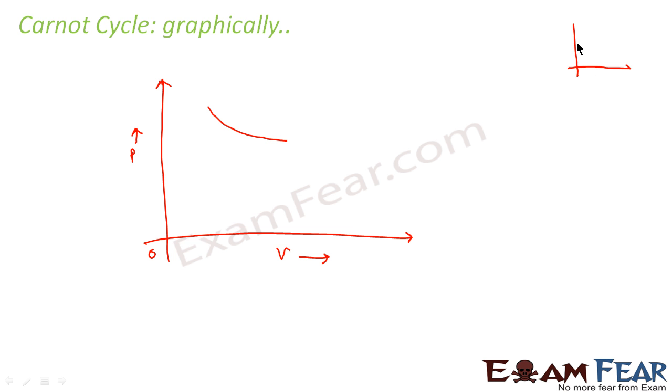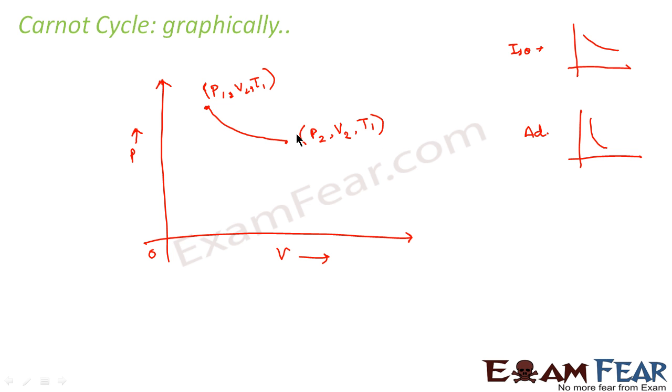In our previous slides, I have told you isothermal curves look somewhat like this, and the adiabatic curves look somewhat like this. The only difference being adiabatic curves are a bit steeper than isothermal curves. Right? So this is my isothermal process. That means this process is starting from the initial state, which is P1, V1, T1, and the final state of isothermal expansion is P2, V2, T1. So the temperature remains constant. This is my first step.